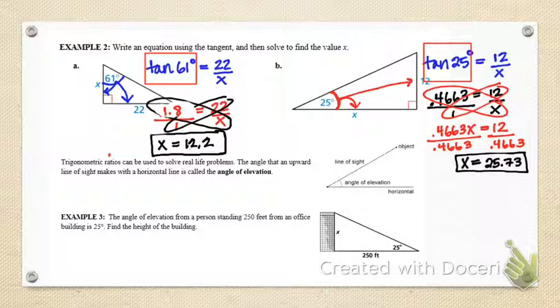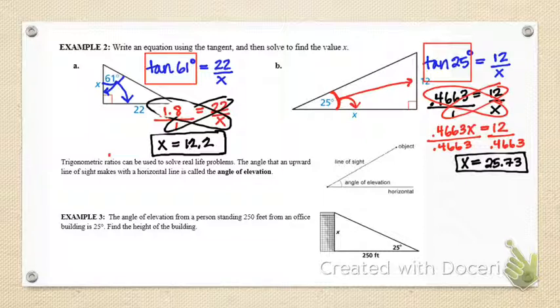Now, this isn't really that useful unless you apply it to something really useful, like a real world problem, right? Or where we do indirect measuring, like how can you measure a really tall tree or measure across a lake? And in order to apply trigonometry to these types of problems, we need to pick up a little bit more vocabulary. So the angle that an upward line of sight makes with the horizon is called an angle of elevation.